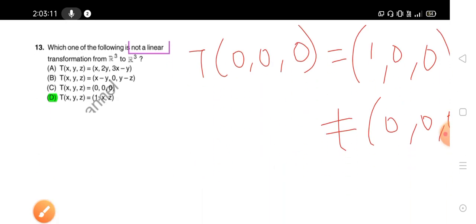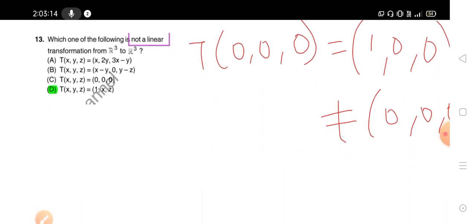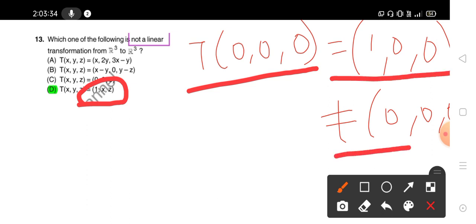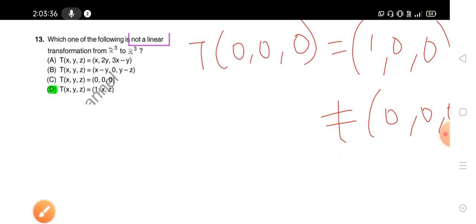Next question: which one of the following is not a linear transformation from R cube to R cube? First of all, check what a linear transformation is. The first property it must satisfy is T of 0 0 0 equals 0 0 0. Here, given 1, x, 0, z, T of 0 0 0 is 1 0 z, which is not equal to 0 0 0. This is not a linear transformation, therefore answer D is correct.